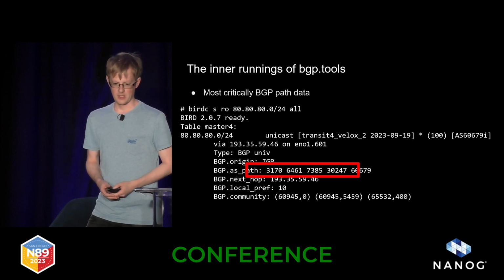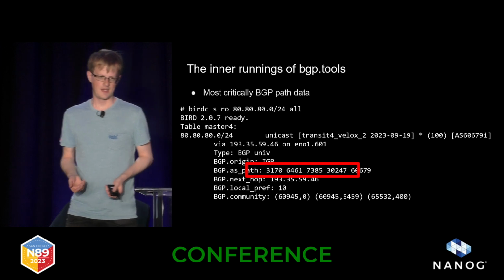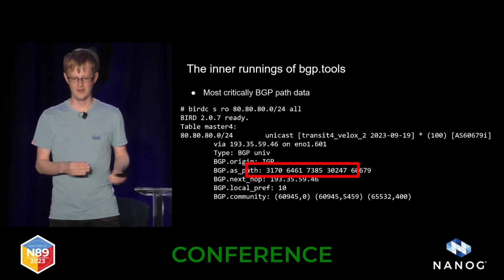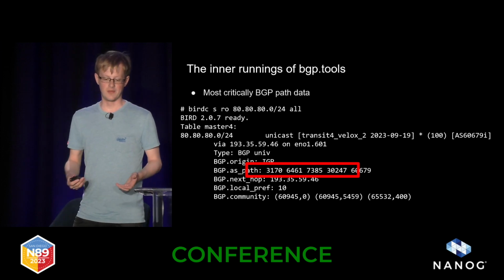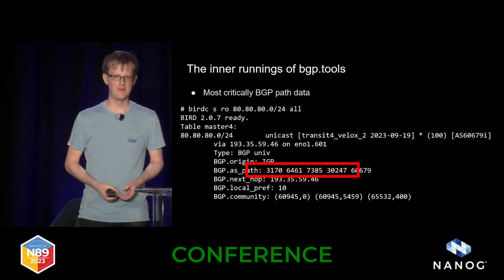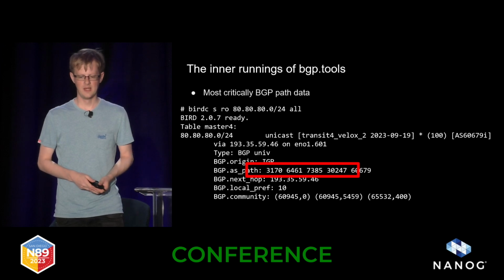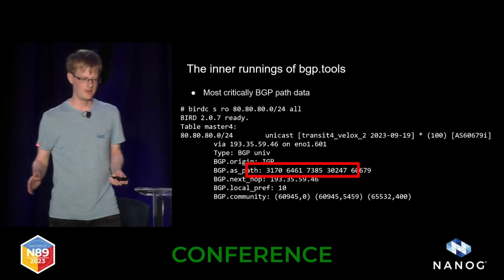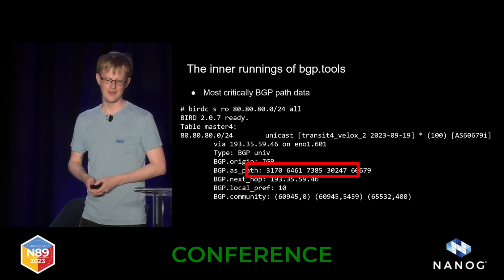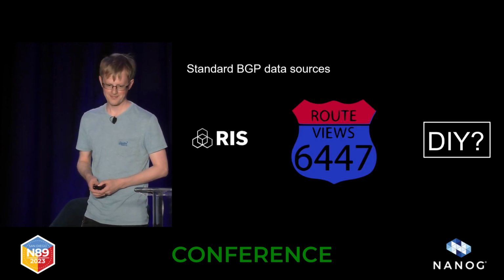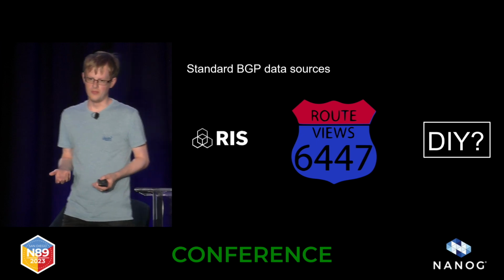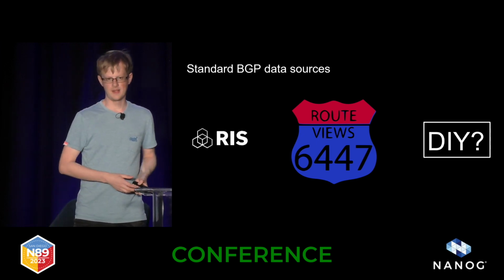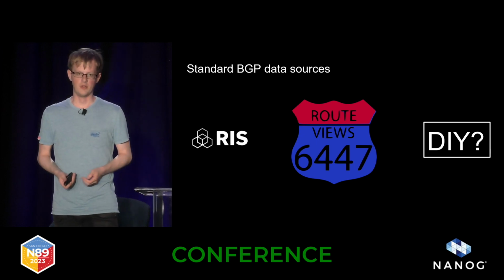So the inner workings of bgp.tools, most critically, is things like the BGP data. A lot of the stuff is filtered on things like the AS path. That might be the most important part to see how the internet works. And so how do you get enough of a sustainable, non-biased view of the internet from the AS path data? Speaking before bgp.tools, there were two major choices: RIPE RIS and the University of Oregon's RouteViews.